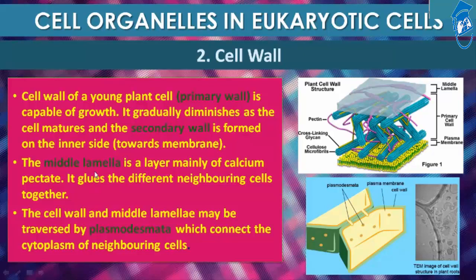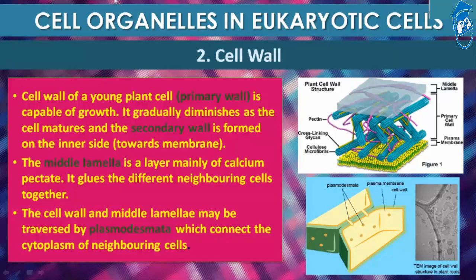Then comes the middle lamella. See, this is the middle lamella. It is a layer composed of calcium pectate. It glues the neighboring cells together. That means it cements two cells together. So the middle lamella is a connecting link between two cells.